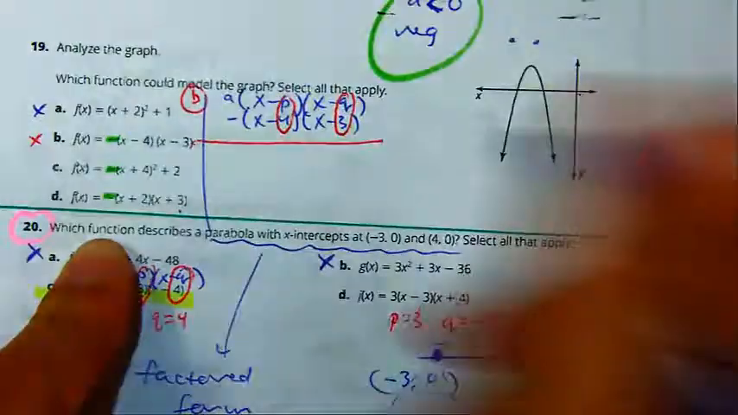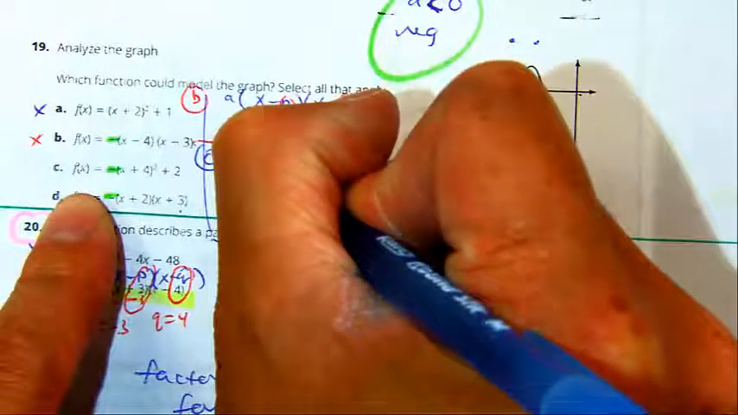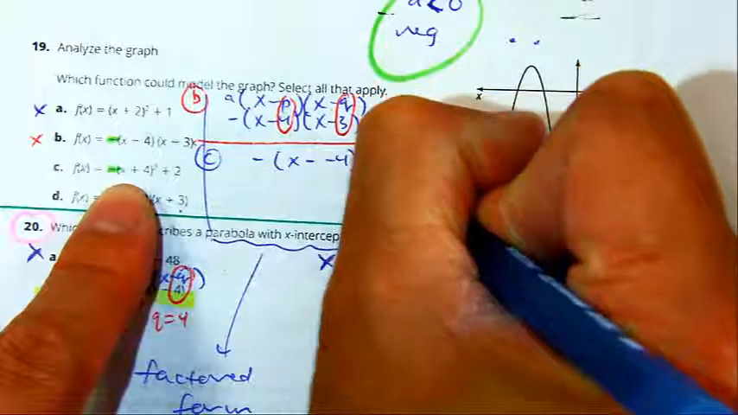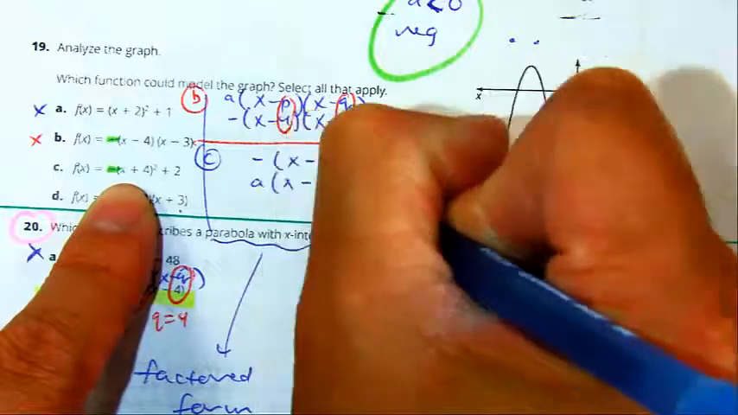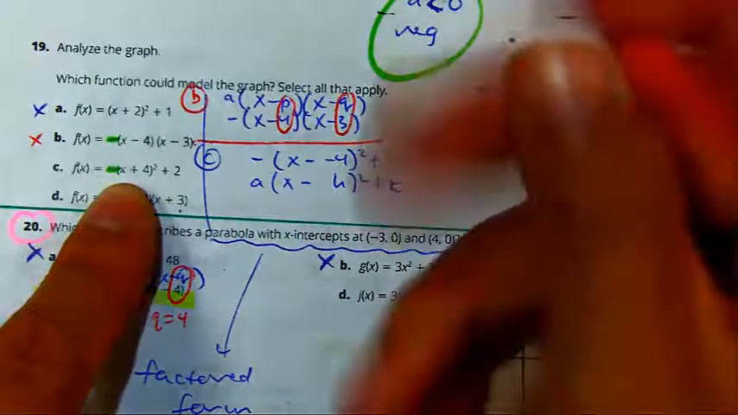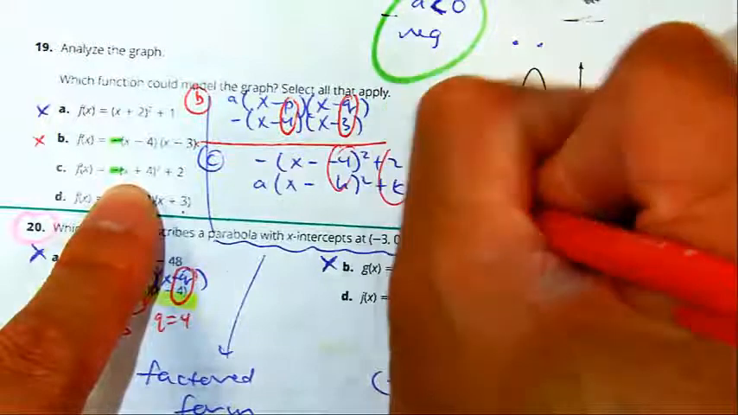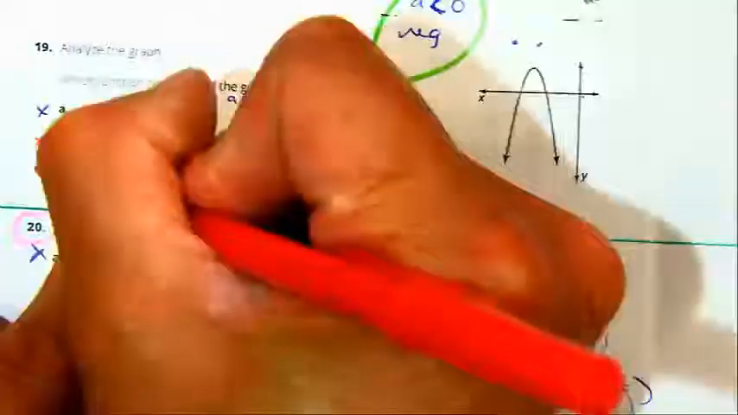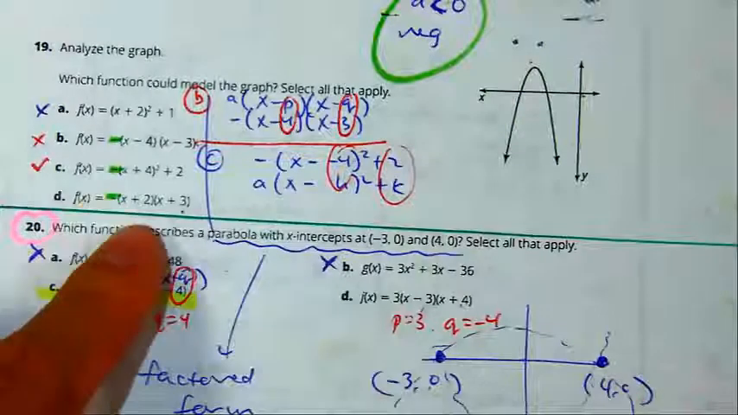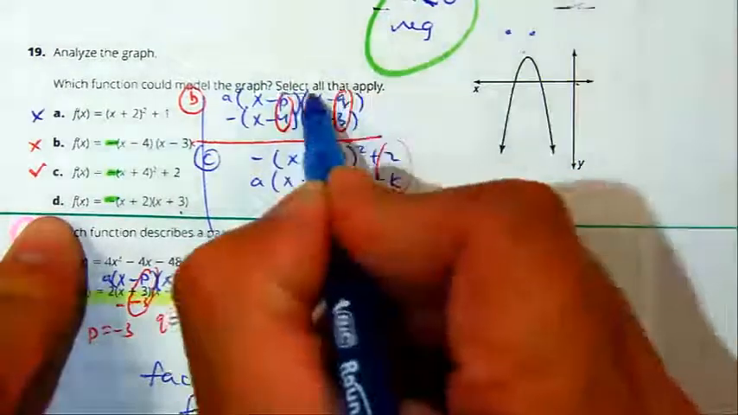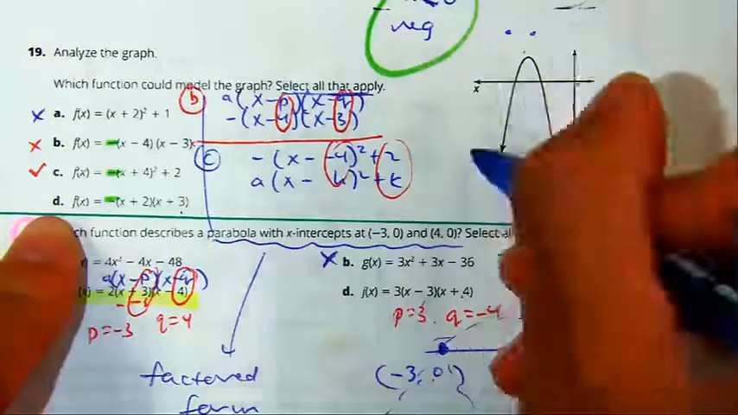Let's try C. C is in vertex form. And I'm going to change that plus 4 to minus 4, and then write a(x minus h) squared plus k. So then my h value is negative 4, k is 2. Left 4, up 2. Okay, this matches. So I'm going to put a check here. And let's compare that to D. Remember, this one says select all that apply, so it could be multiple of these.